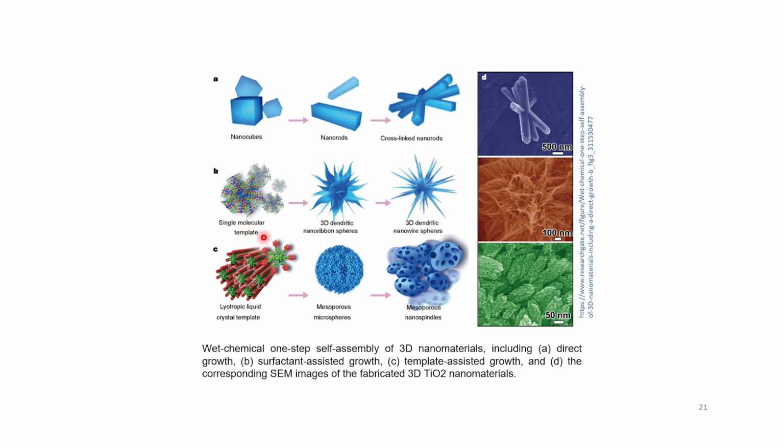That is a single molecular template, and then on the template there are 3D dendritic nanoribbon spheres and then 3D dendritic nanowire spheres. So that grows on this and it looks like this. That is surfactant assisted growth. That is the template assisted growth, lyotropic liquid crystal template, and these are the mesoporous microspheres, and those are the mesoporous nanospindles. That is how they accumulate and form 3D nanomaterials, and this is how they look under a scanning electron microscope.